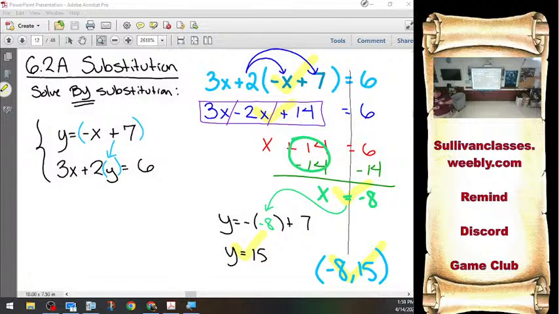Did you plug it in? Did you distribute correctly? Did you perform your order of operations correctly? Did you combine like terms? All that kind of stuff to get to the final answer. Any questions about it? Because that's kind of where we're picking up today, is we could have rushed through the end of it. But we have time, so I didn't want to.